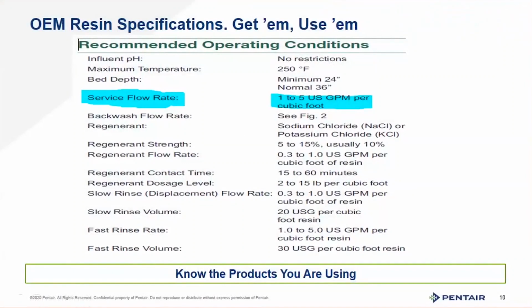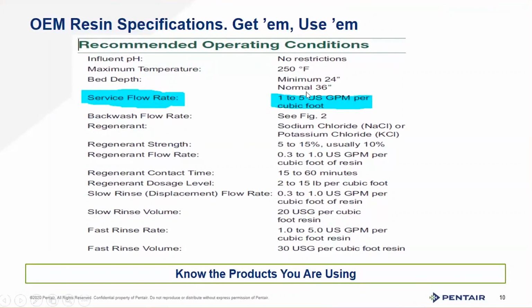Some of these companies put out some incredible data that is very, very useful. And this is one resin manufacturer's spec sheet. This is just cut and pasted off their sheet. Flow rate, service flow rate per cubic foot of resin, 1 to 5 GPM per cubic foot. Wow, that's pretty low on the one side. Most of us are probably going to go, okay, let's use this 5 GPM number.